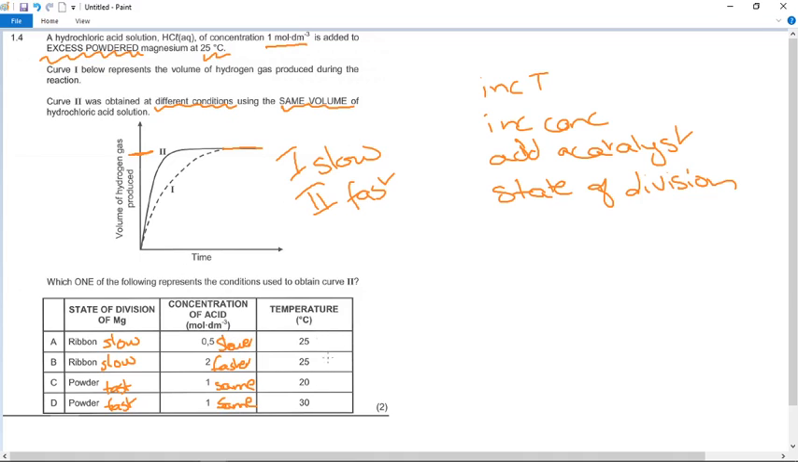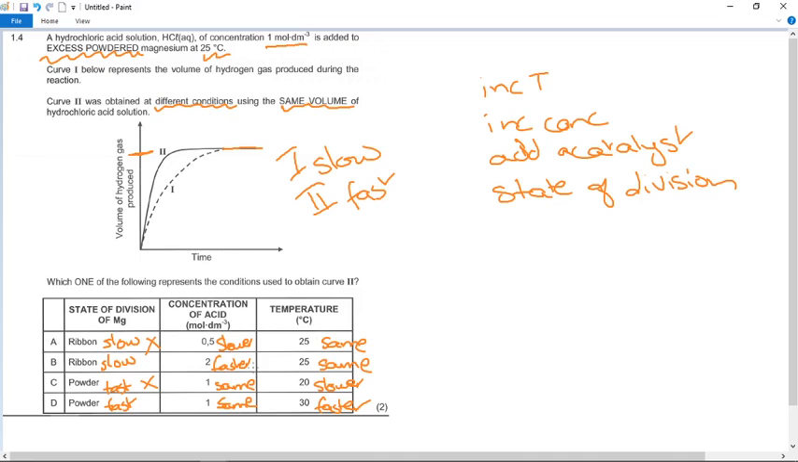Then we look at the temperature. This one will make the rate the same. This one is a lower temperature, so it will be slower. And this one is a high temperature, so it will be faster, okay. So if we have a look here, these two, which one has the things that will make it faster? We can rule this one out because we started with powder. The other two are the same and slower. This one is slower, slower, slower.